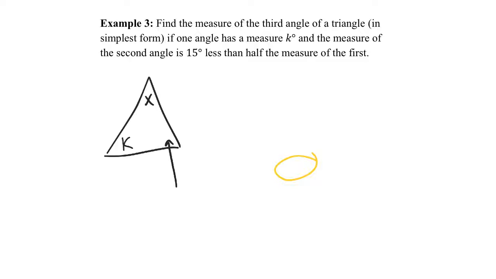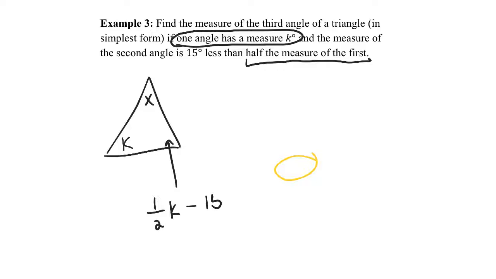One half K. Half the measure of the first. And we're calling K the first angle. Okay? So half of K minus 15. Let me write this and make a point to it, okay? So maybe you guys could just look up as I talk. 15 right here. And it's less than half of K. So 15 from, meaning take away 15 from half of the first angle you had, which was K.